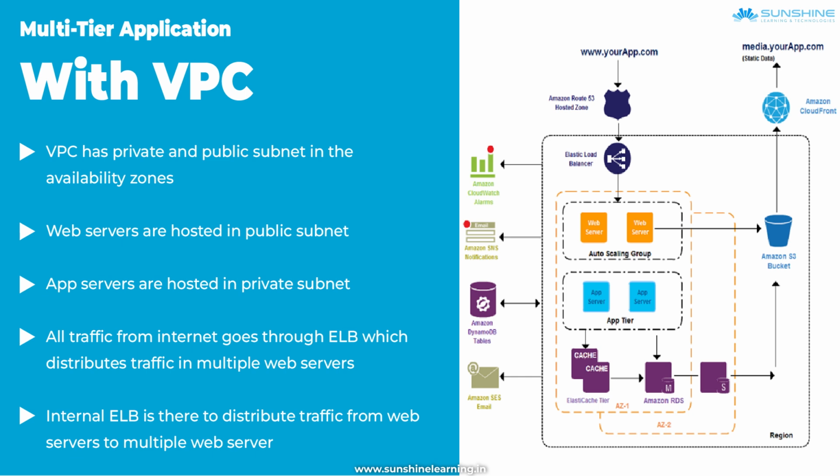Why is it a multi-tier application? We have a web server here, we have an app server in the backend, which is tier 2, and then we have the databases.